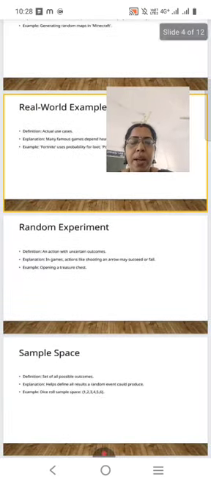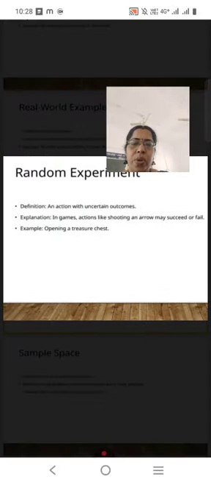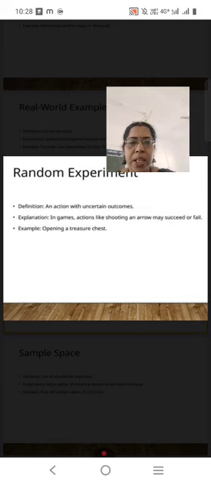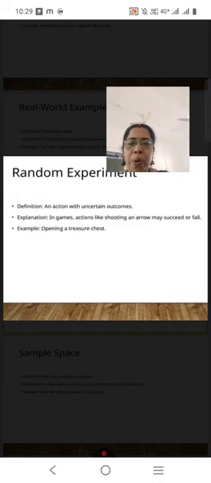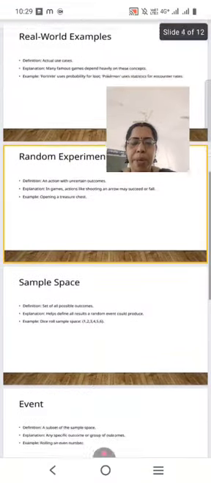The next one, random experiment. That is an action with uncertain outcomes. The explanation is in game actions, like shooting an arrow may succeed or fail. For example, opening a treasure chest. This is called the random experiment.